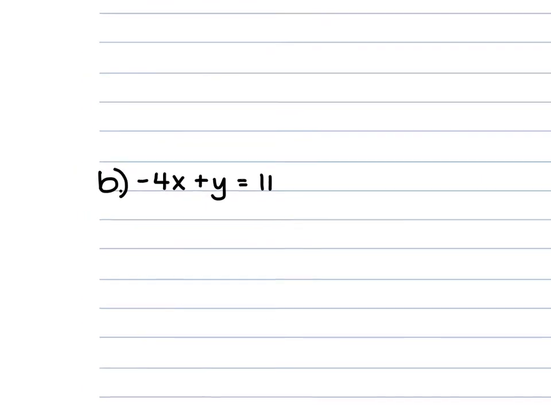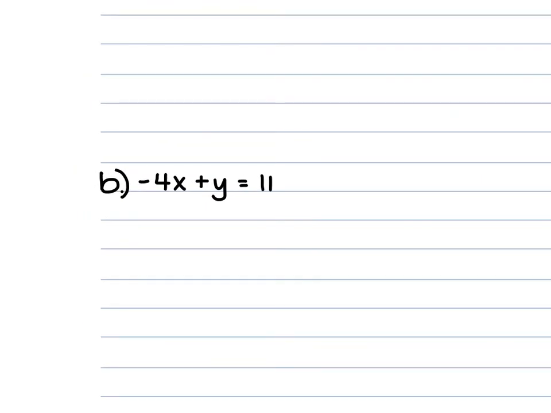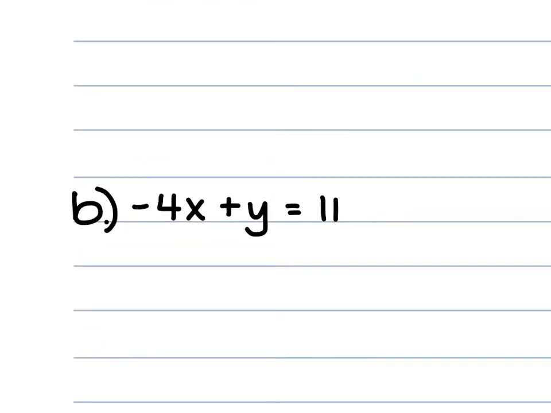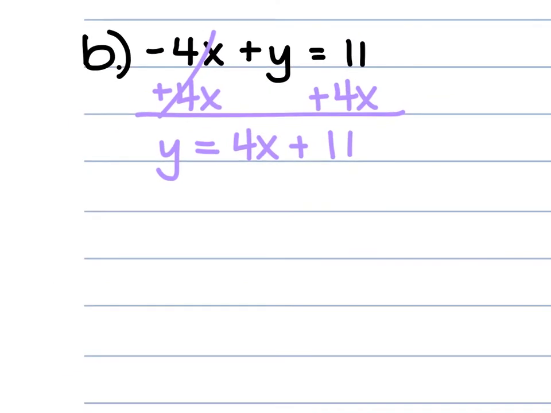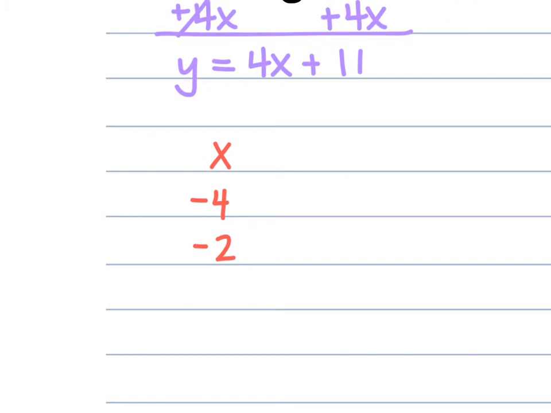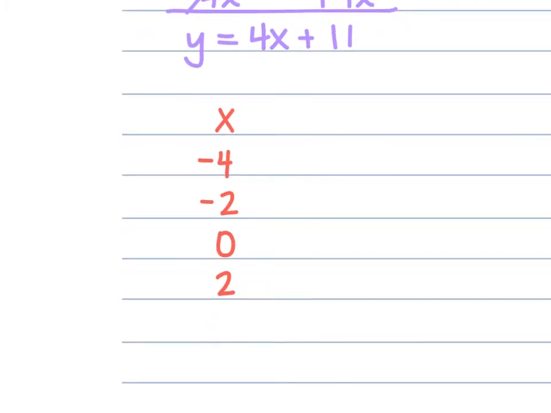If we look at b, we have negative 4x plus y is equal to 11. So I'm again going to solve for y, move the 4x over by adding it, and we get y is equal to 4x plus 11. So if you wanted to use a function table with this, I would use negative 4, negative 2, 0, 2, and 4.